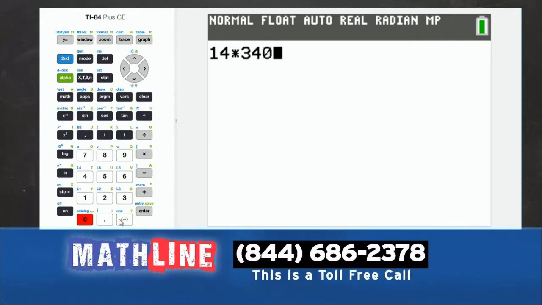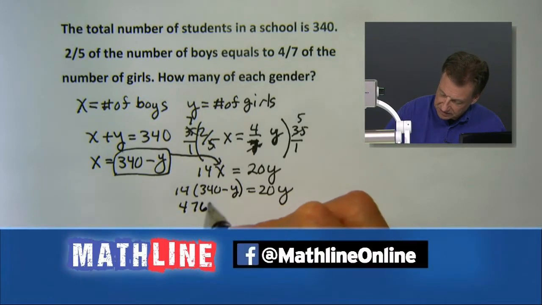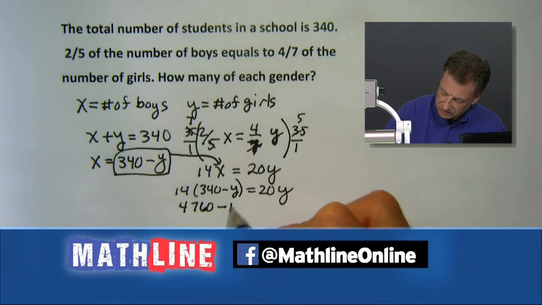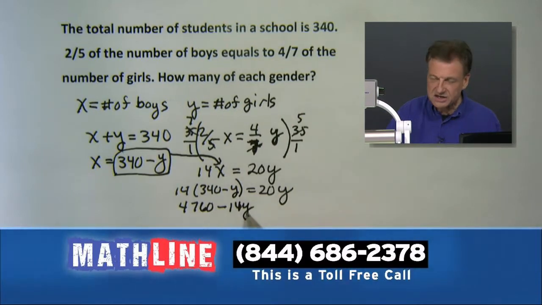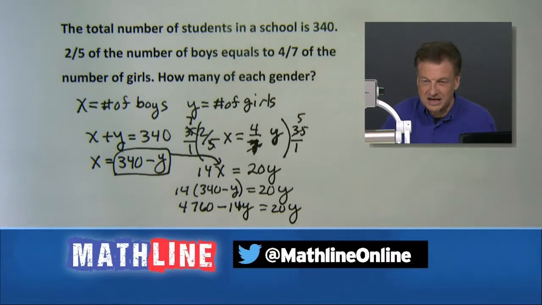Not the end all, but it's the start all. How's that? And I've got 4,760. Now this next part we can do pretty easily. We just got to remember, we got to put a minus 14y there. On the other side here, we got 20y. And already things look a lot nicer, in my opinion.